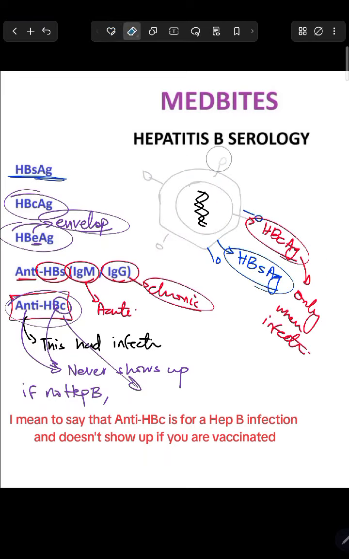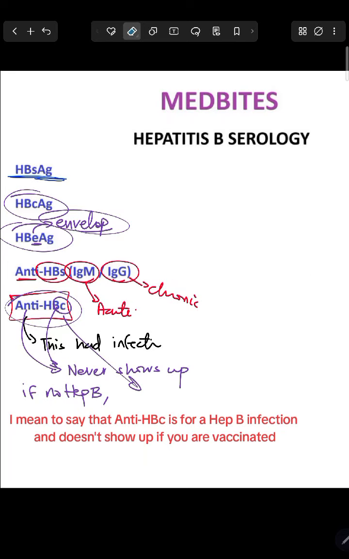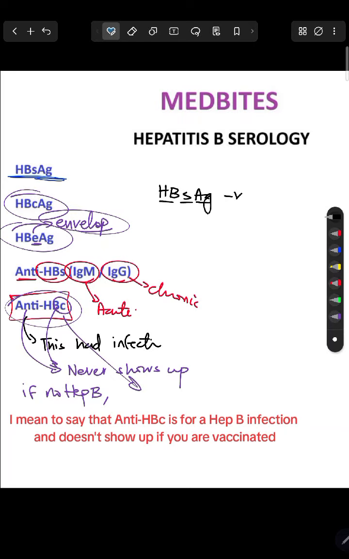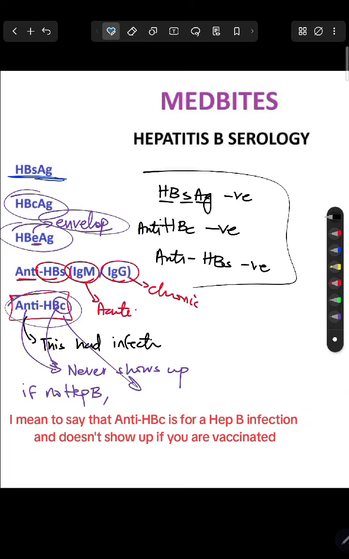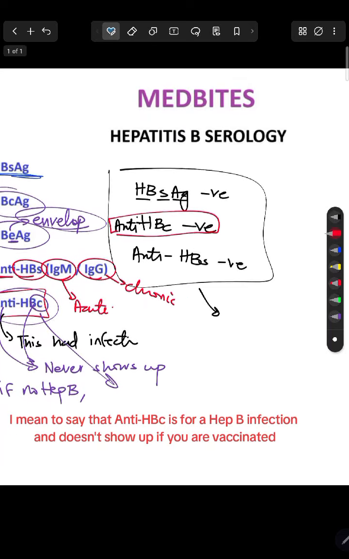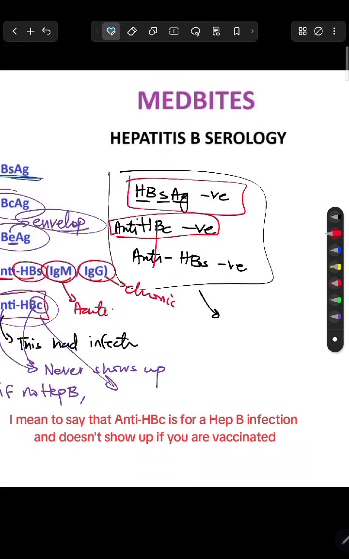So let's do a couple examples. If we say that someone has surface antigens negative, antibody against the core negative, and antibodies against the surface antigen negative, what does this mean? It means that this person has never had an infection before, does not currently have an infection, and has never been immunized before, which means that they are at risk.